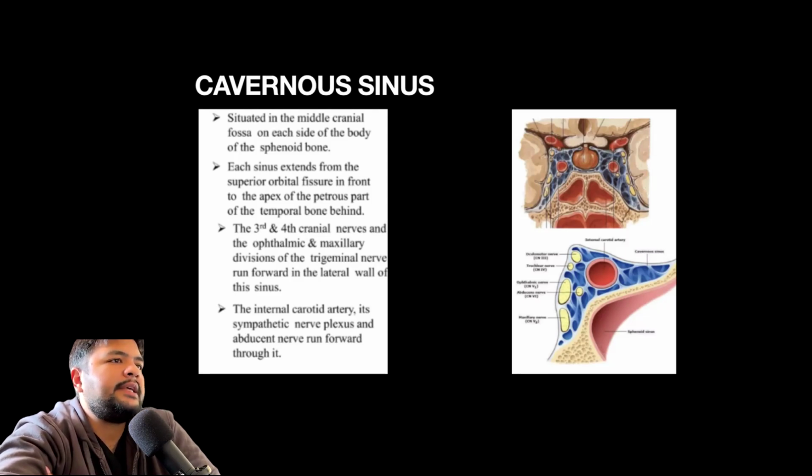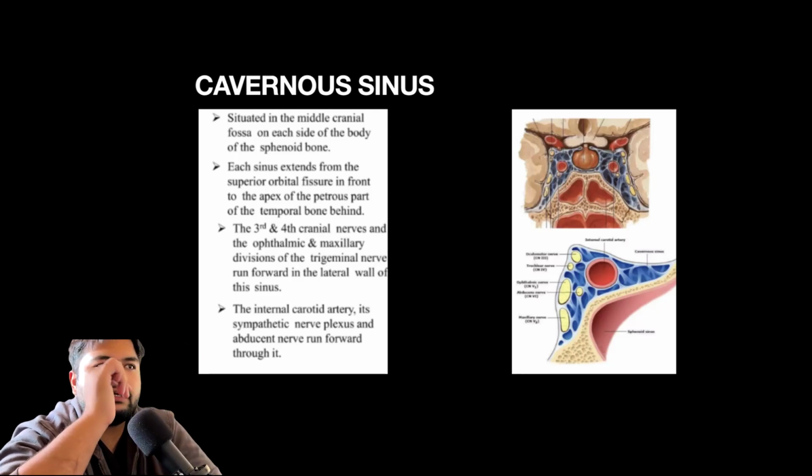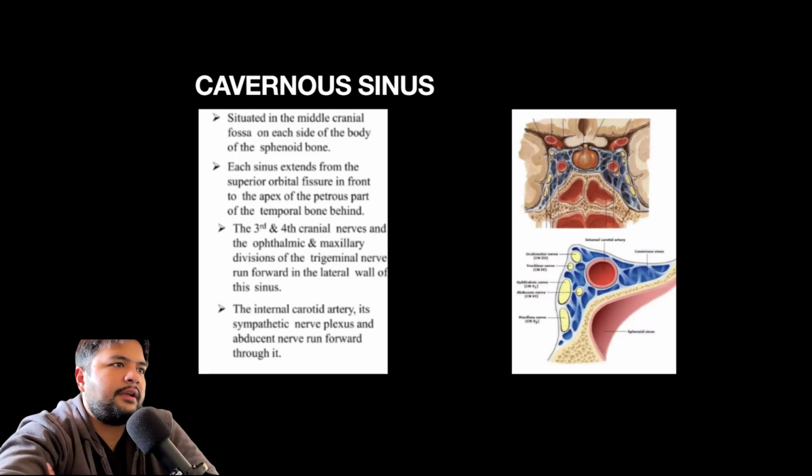Each sinus extends from the superior orbital fissure in front to the apex of the petrous part of the temporal bone behind. The third and fourth cranial nerves and the ophthalmic and maxillary divisions of the trigeminal nerve run forward in the lateral wall of the sinus. The internal carotid artery, its sympathetic nerve plexus, and the abducent nerve run forward through it.